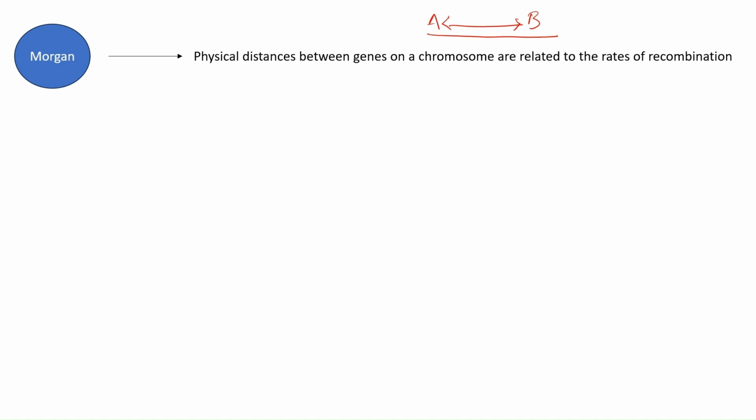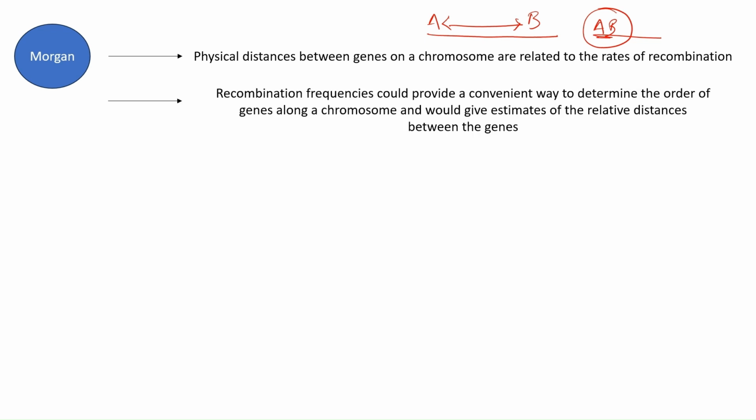We already learned that if two genes are very closely packed, the rate of recombination is very low. That's why we call such genes linked genes. So the physical distance between the genes plays an important role in determining the rate of recombination. Therefore, recombination frequency could provide a convenient way to determine the order of genes along a chromosome and would give estimates of the relative distance between the genes, because the distance between the two genes is related to the rate of recombination.